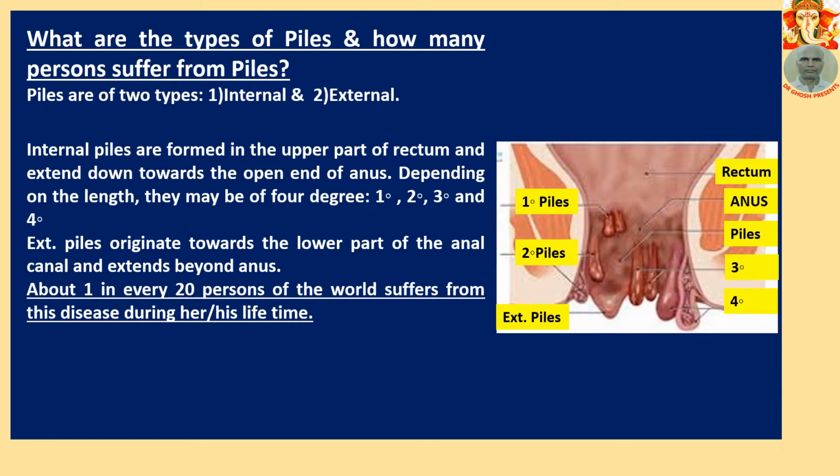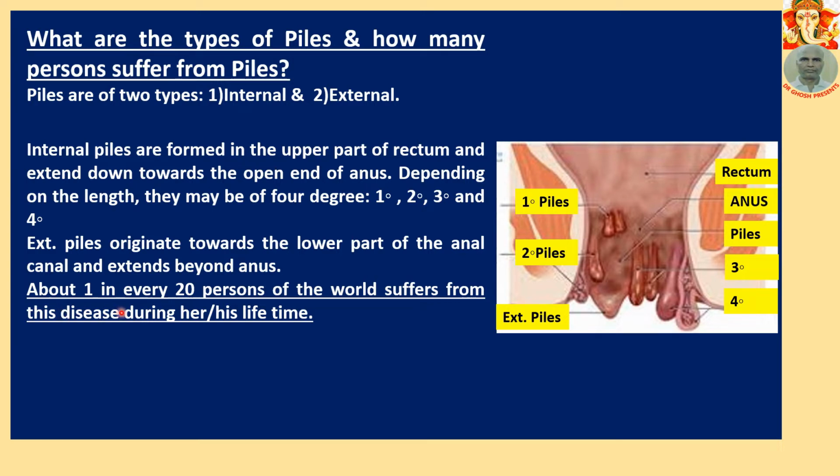What are the types of piles and how many persons suffer from piles? Piles are of two types: internal and external. These are all internal piles, and this is external, this is external, this is external, which is seen from outside. That which is not seen from outside, lying inside the anal canal, is called internal. Internal piles are formed in the upper part of the rectum and extend downwards to the open end of the anus. Depending on the length, they may be of four types: first degree, second degree, third degree and fourth degree. External piles originate towards the lower end of the anal canal and extend beyond the anus.